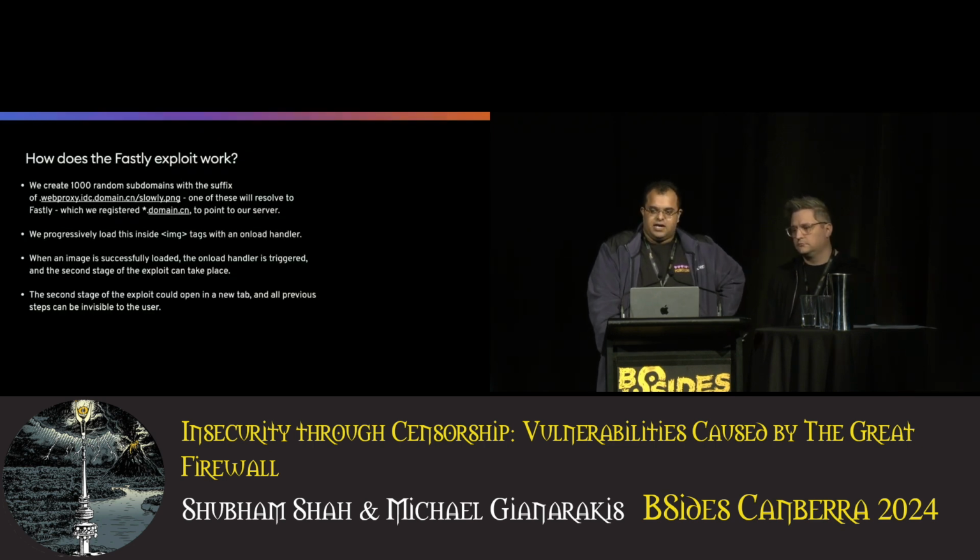So the Fastly exploit works like this: we create 1,000 random subdomains with a suffix which has one of the keywords that is leading to the poisoning. And then we target whatever domain we want. In this case, we targeted domain.cn. We progressively load all of this inside image tags, and we let the browser handle the DNS resolution of all these different random subdomains. When an image is successfully loaded, the onload handler is triggered, and then the second stage of the exploit can take place. So we can then do whatever second stage we want, which may be loading a phishing page, maybe stealing cookies, whatever it may be. But I just want to note that even though the demo that I showed earlier was very visible, all of this can happen quite invisibly inside your browser.